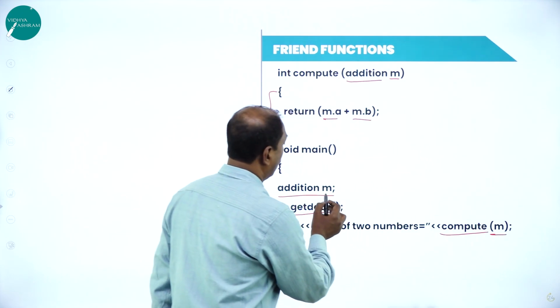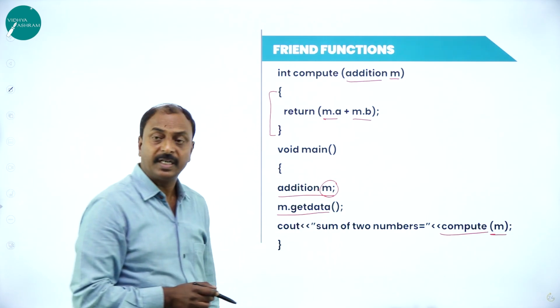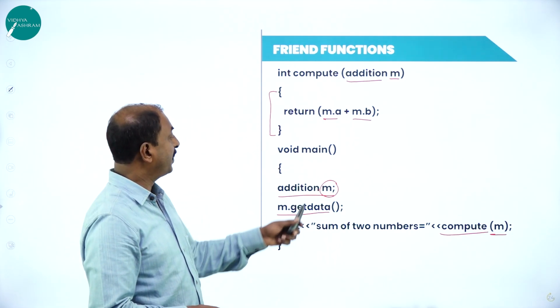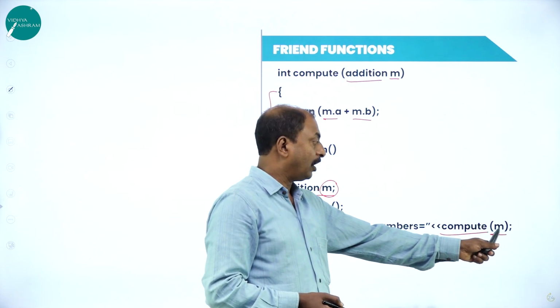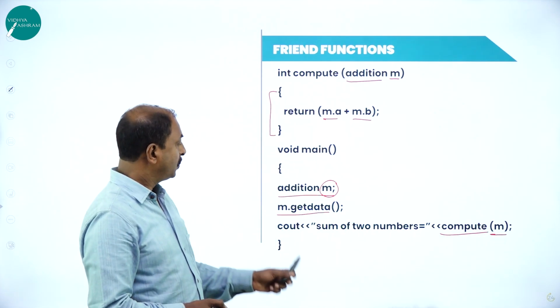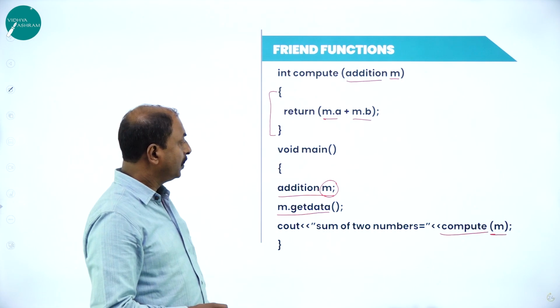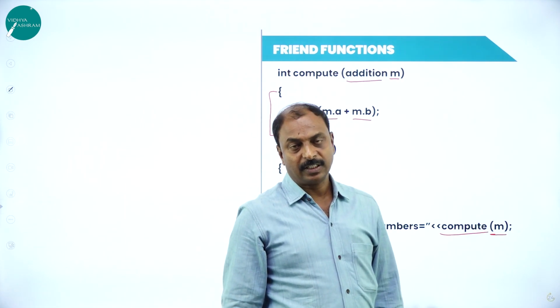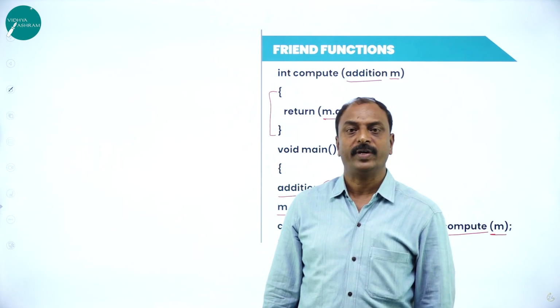Please observe this. M is the object we have created, or defined, of the class addition. So we are passing an object as an argument. Then close this function. So this is another example to work with friend function.